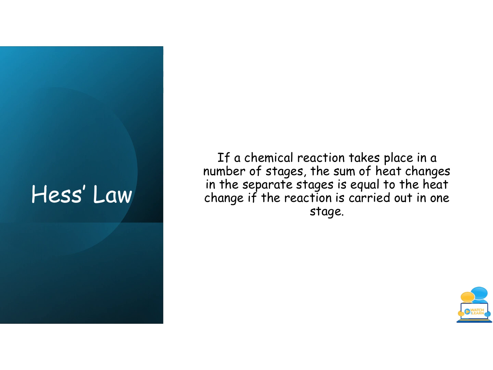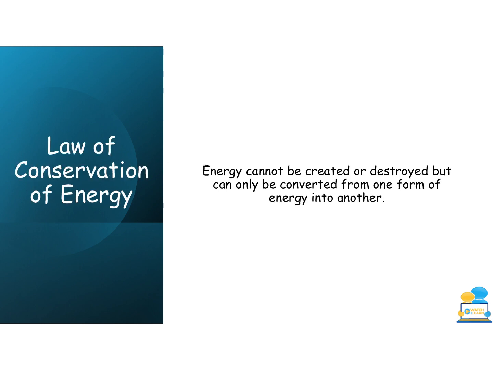He said if a chemical reaction takes place in a number of stages, the sum of heat changes in the separate stages is equal to the heat change if the reaction is carried out in one stage. So, in other words, the amount of heat liberated or absorbed in a chemical reaction is the same whether the reaction takes place in one step or in several steps. Hess's law is really just a restatement of the more general law of conservation of energy as applied to heat changes involved in chemical reactions, where energy cannot be created or destroyed but can only be converted from one form into another.